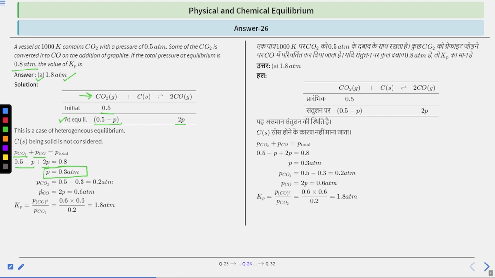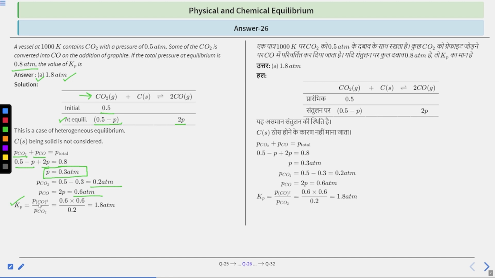Now, the pressure of CO2 is 0.5 minus P. We have P, so 0.5 minus 0.3. So the pressure of CO2 is 0.2 atmosphere. Similarly, the pressure of CO, carbon monoxide, is 2P, that is 2 into 0.3, which is 0.6 atmosphere. And hence, we can find out the equilibrium constant in terms of pressure, which is the partial pressure of CO squared over the partial pressure of CO2.